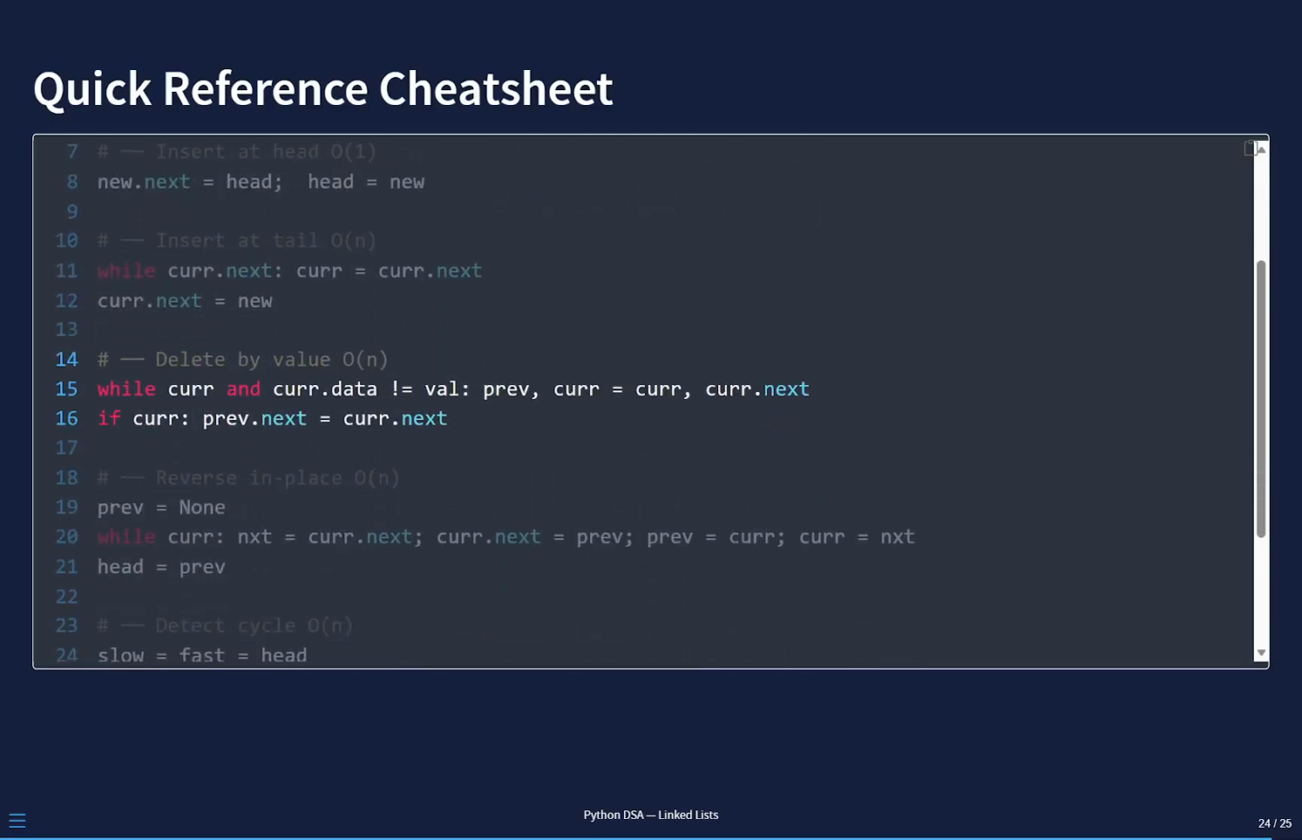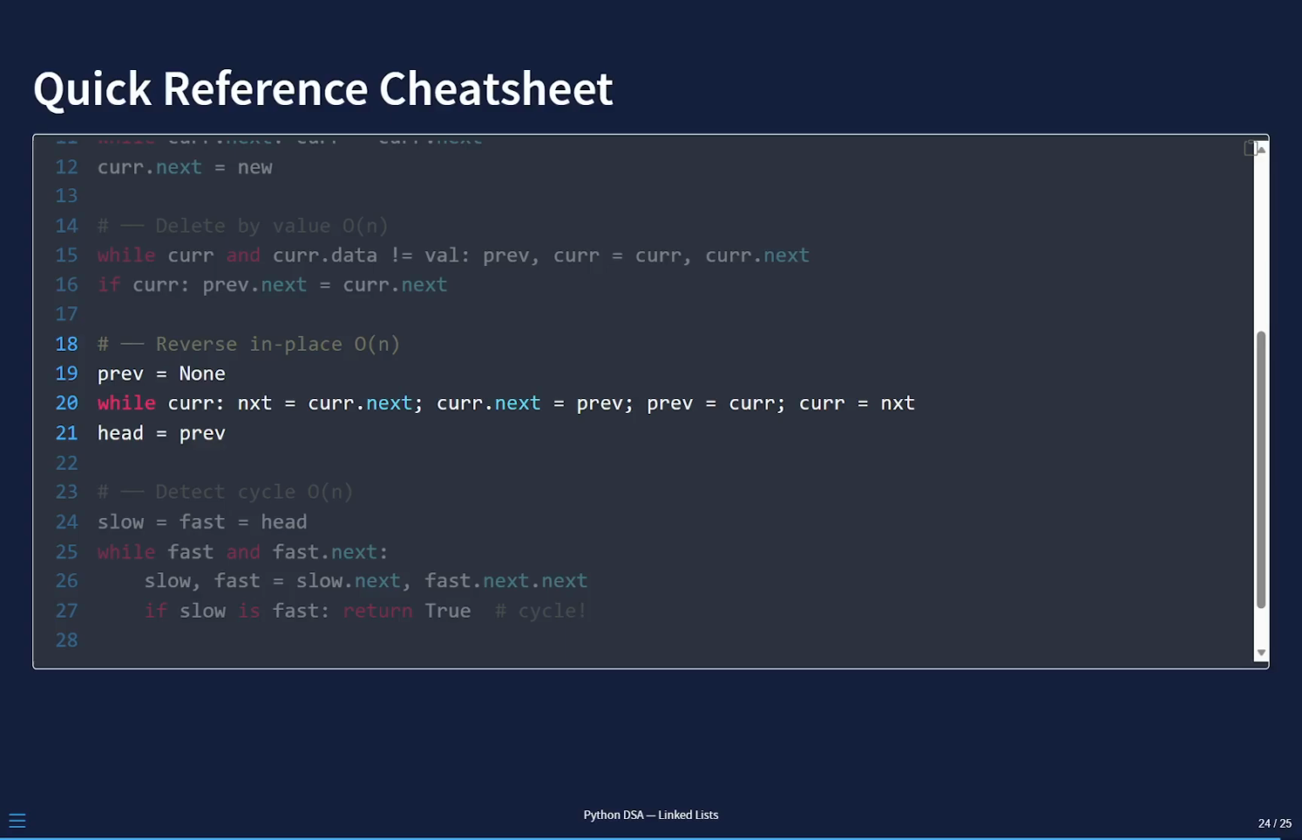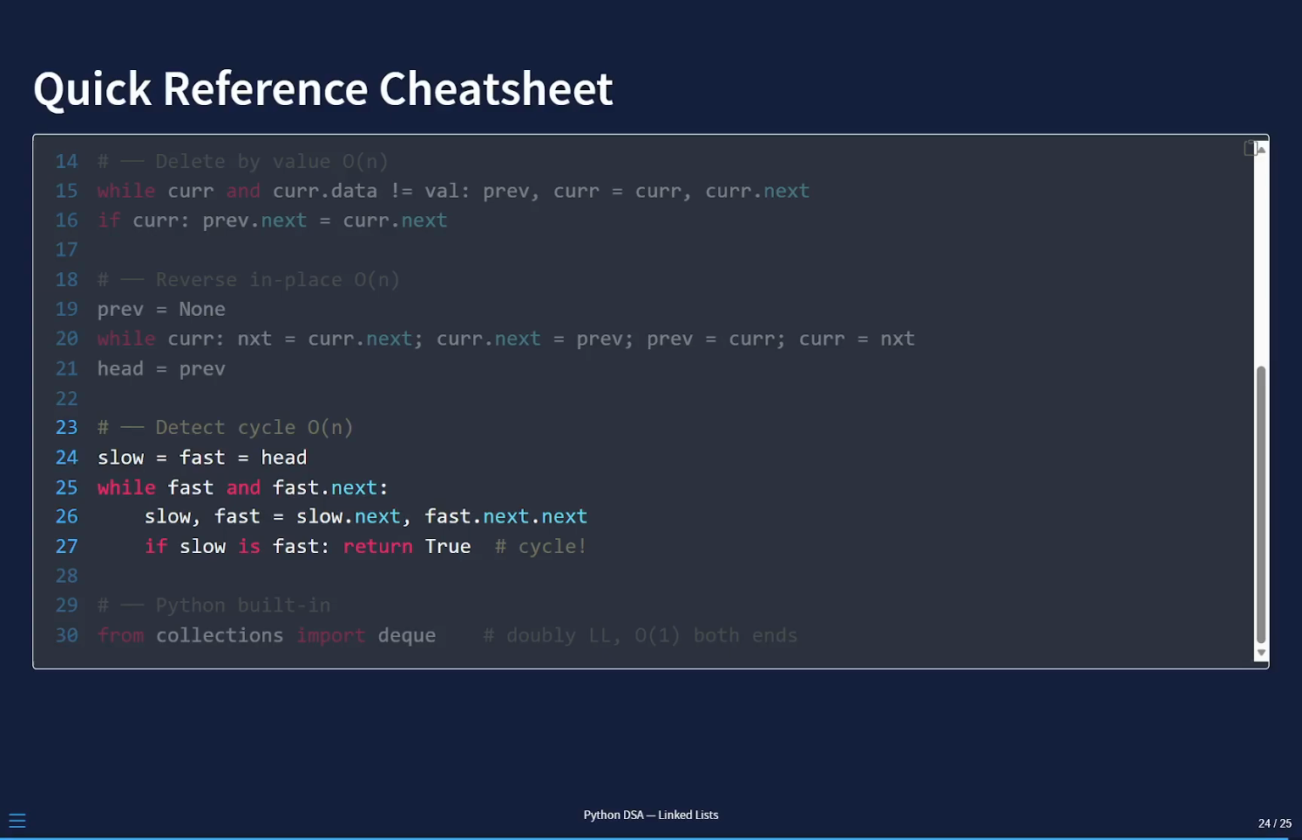Click Delete by Value, O(n). Walk while cur.data does not equal val, then previous.next equals cur.next. Click Reverse in place, O(n). The 3-pointer loop. Set previous equals None. Walk, flip each next to previous, advance both. After the loop, head becomes previous. Click Detect Cycle, O(n). Floyd's algorithm: slow and fast pointers in a while loop checking for equality.